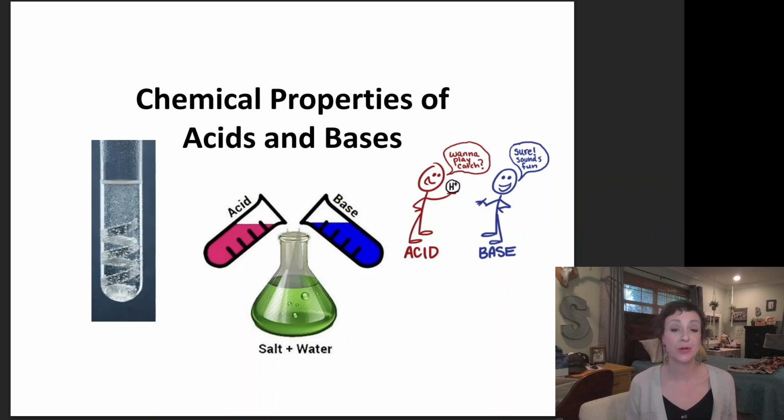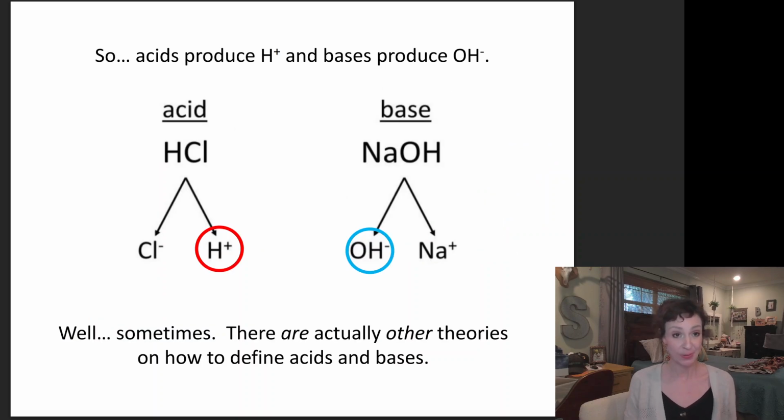For today's lesson, we're going to dive a little bit further into what some of the chemical properties are of acids and bases. And as a result of some of these chemical properties, we're going to discover that there may be some different ways to think about acids and bases than what we have come to understand so far. Okay, so per our last lesson, acids produce the hydrogen ion and bases produce the hydroxide ion.